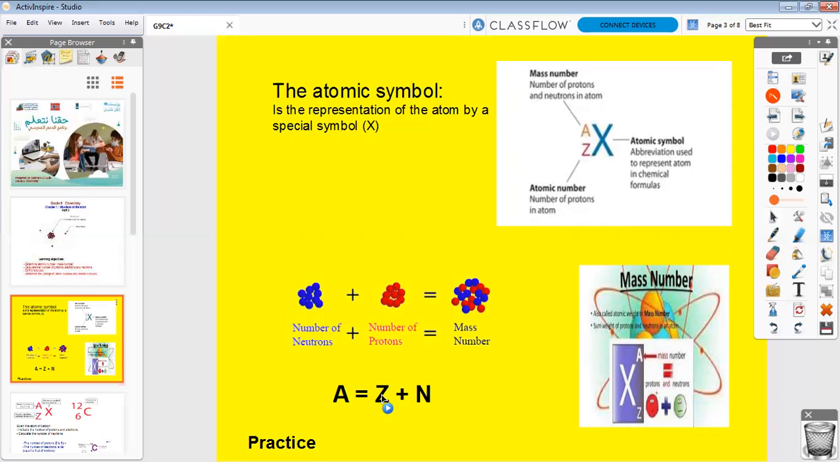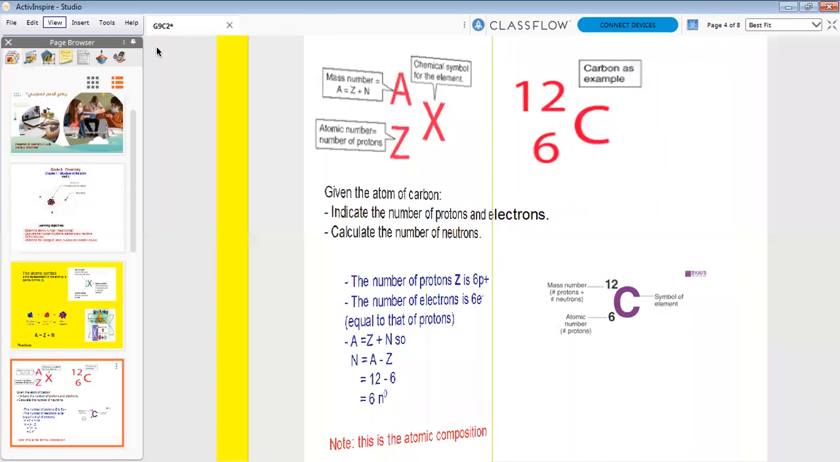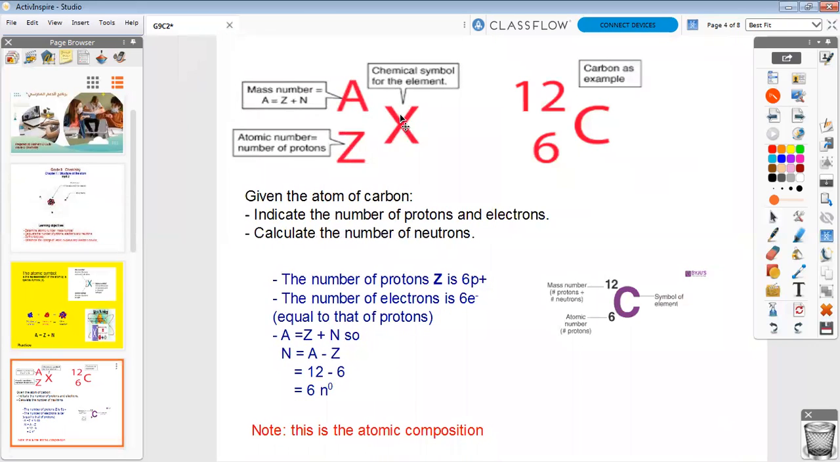For example, A equals Z plus N. Let's practice. For an atom X of atomic symbol X, A represents the mass number, Z the atomic number. For example, the carbon atom is represented by the letter C, the first letter of the word carbon. The atomic number Z is 6 and the mass number is 12.